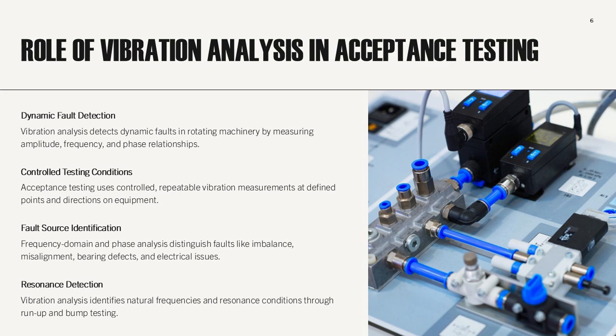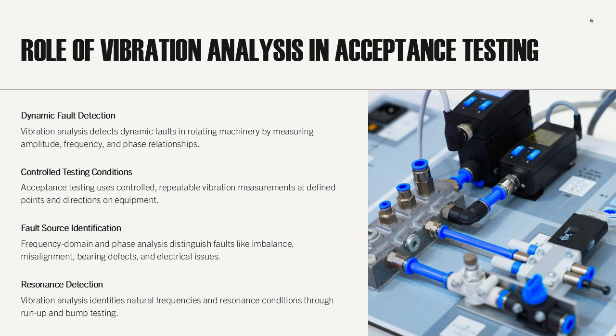Vibration analysis is the primary diagnostic tool used in acceptance testing because it directly reflects the dynamic forces acting within rotating machinery. Unlike static inspections or basic functional tests, vibration measurements capture the real operating behavior of components such as rotors, bearings, couplings, gears, and foundations. By analyzing vibration amplitude, frequency content, and phase relationships, engineers can identify specific fault conditions and assess overall machine health.